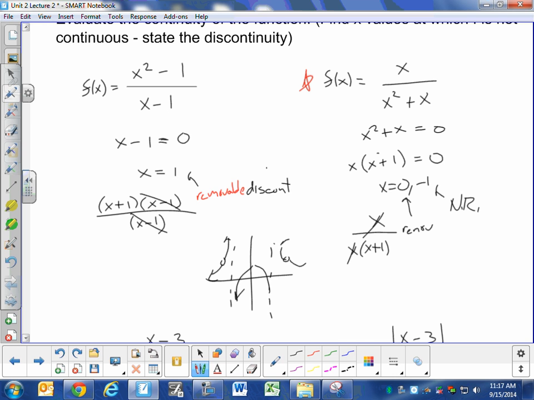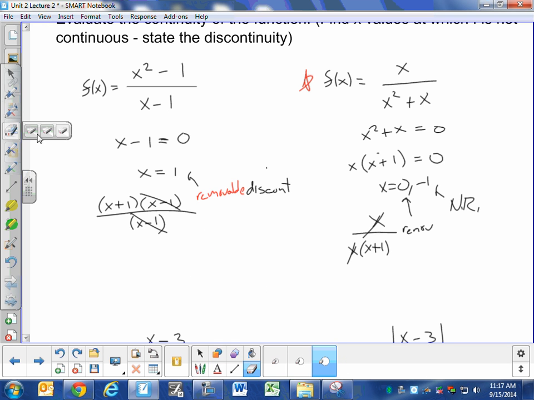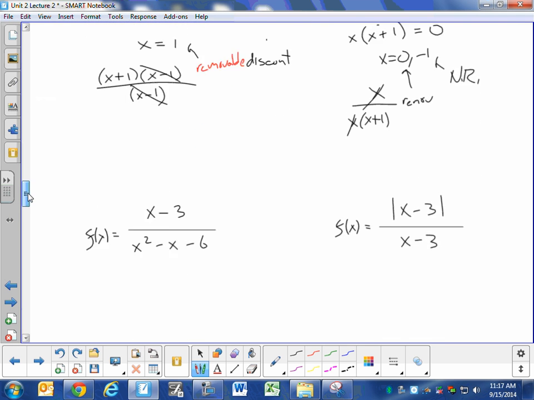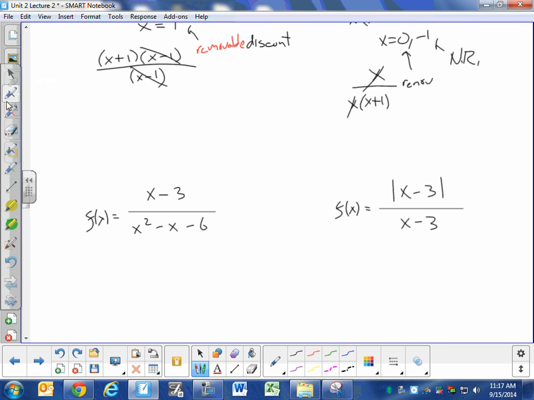Okay, so you will have to set a lot of denominators equal to 0, and you'll have to factor and do some algebra to figure out the solutions on your homework. It's good practice for solving equations. All right, skip that one. Let's do the one on the bottom right. Where do we have a discontinuity, and what type is it?